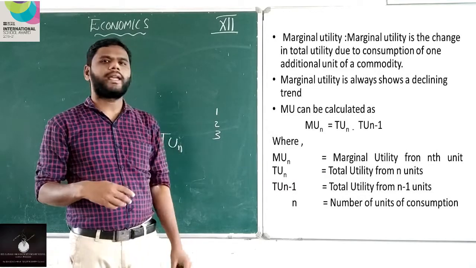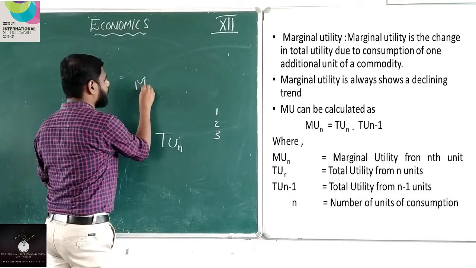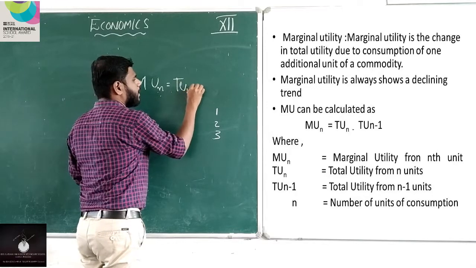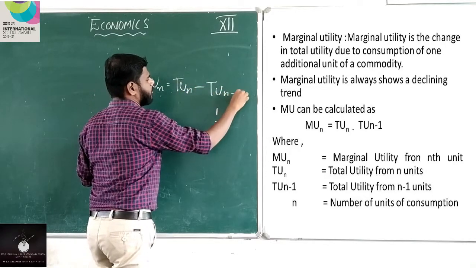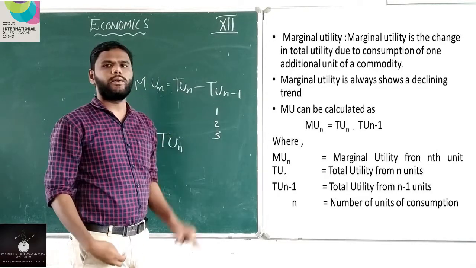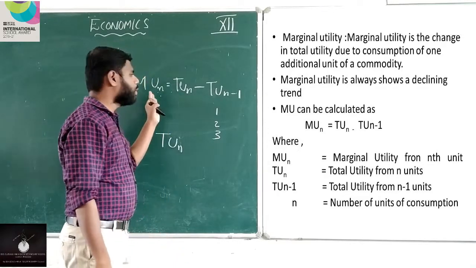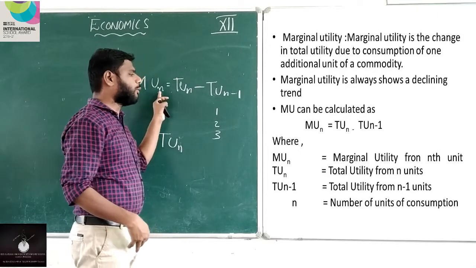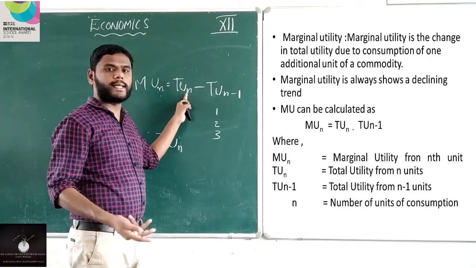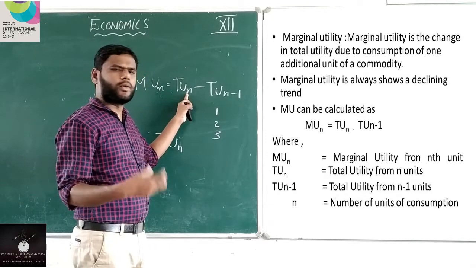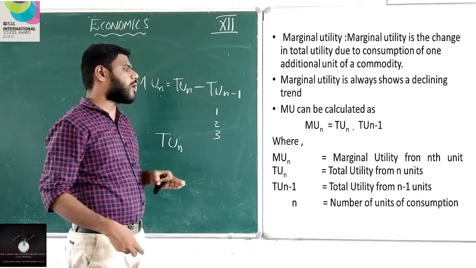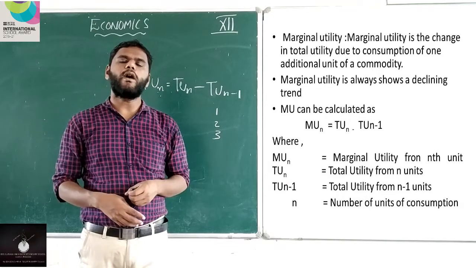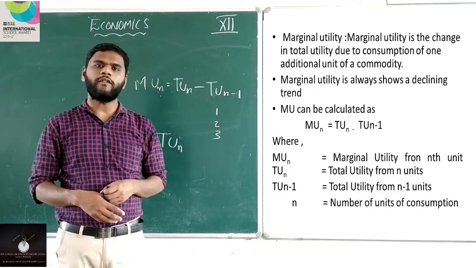Now, MU can be calculated with the equation MUn is equal to TUn minus TUn minus 1. Here MUn is the marginal utility from the nth unit, meaning the last unit, and TUn is the total utility from n units, the total commodity. TUn minus 1 means total utility from n minus 1 units. n is the number of units of consumption.